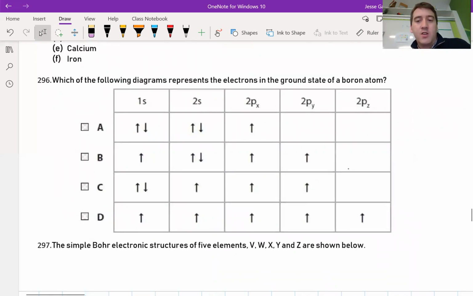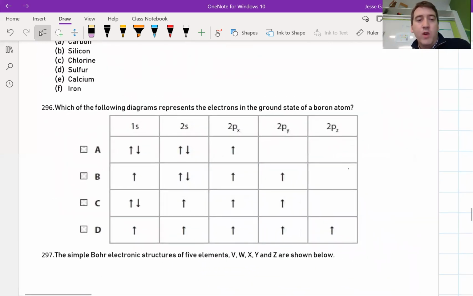Let's take a look at 296. Which of the following diagrams represents the electrons in the ground state of a boron atom? So which one is correct for a boron atom? It might help you to actually do out the spin diagram here, or you may be able to look and just tell yourself which one is right and which one is wrong. So pause the video and write down the answer to that.